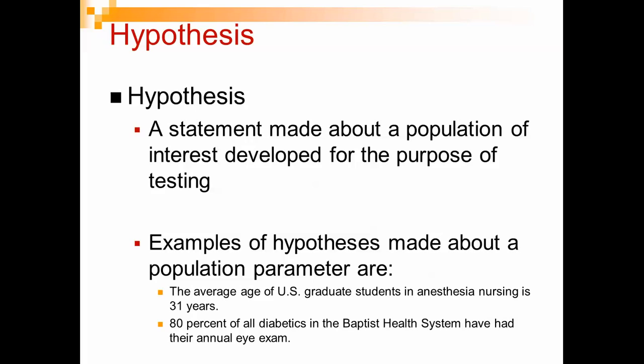A hypothesis is a statement or conjecture, speculation, inference made about a population of interest developed for the purpose of testing. Examples of hypotheses made about a population parameter are: the average age of U.S. graduate students in anesthesia nursing is 31 years old. 80% of all diabetics in the Baptist health system have had their annual eye exam, and that's another hypothesis.